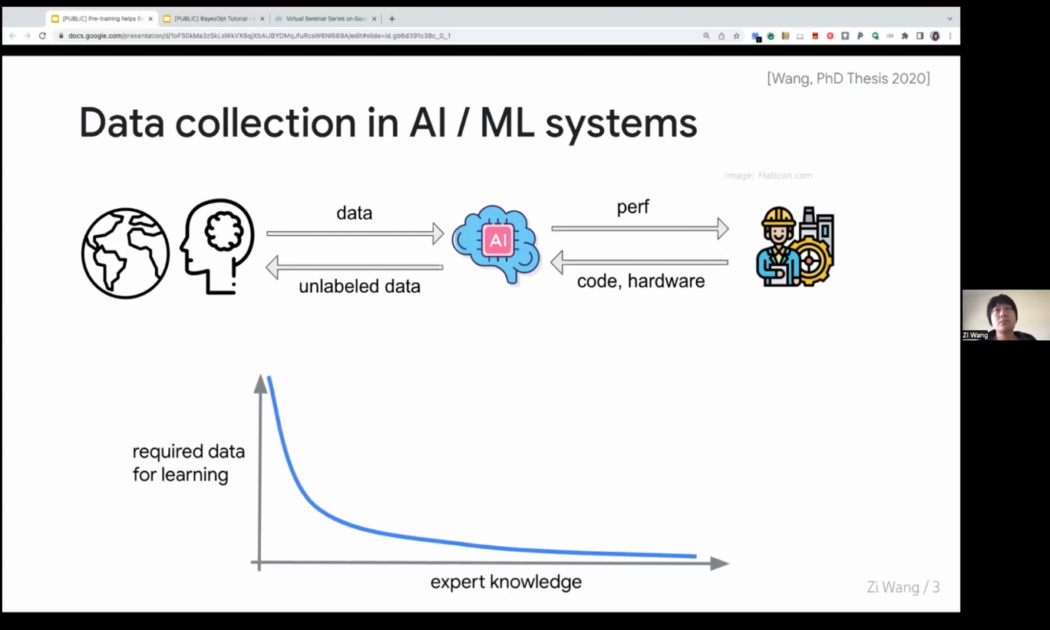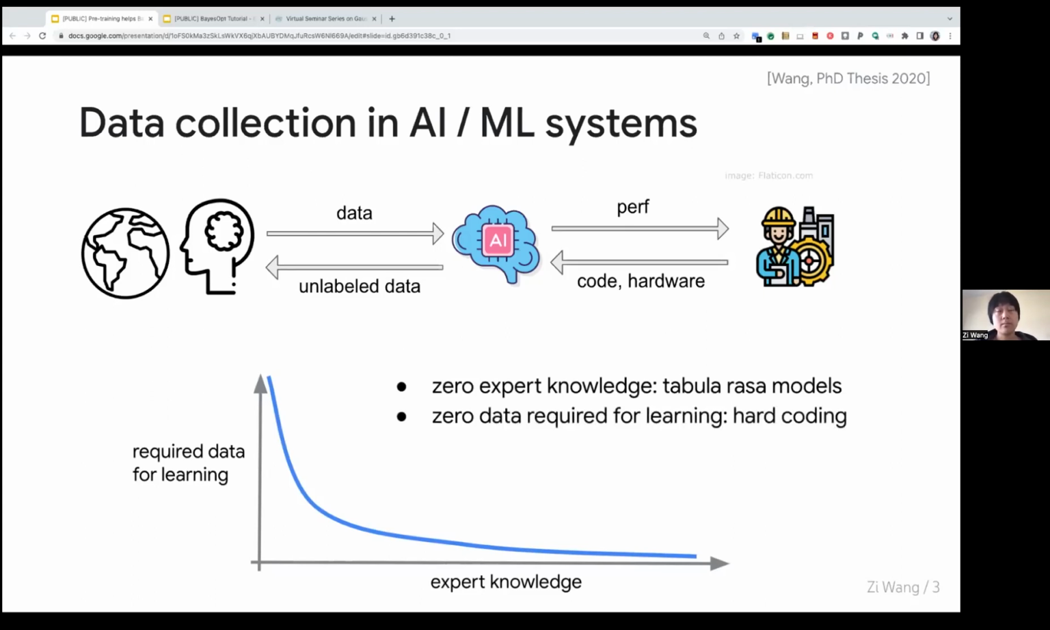So in my past research, the trend I was observing is that you have this required number of data points for learning, and then you have the expert knowledge you insert into our machine learning system. Then there's this kind of curve where, if we look at the extreme cases, zero expert knowledge corresponds to the tabula rasa methods. So we completely start from empty. And on the other extreme, we have zero data required for learning. That corresponds to no machine learning and basically just hard coding. And it's not like either case is a bad thing.